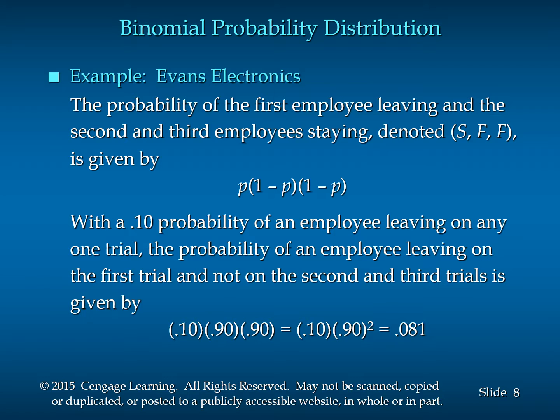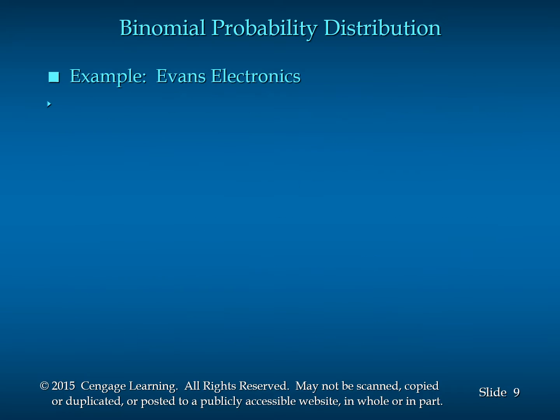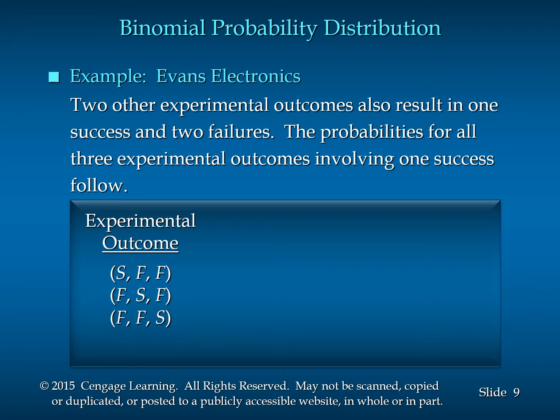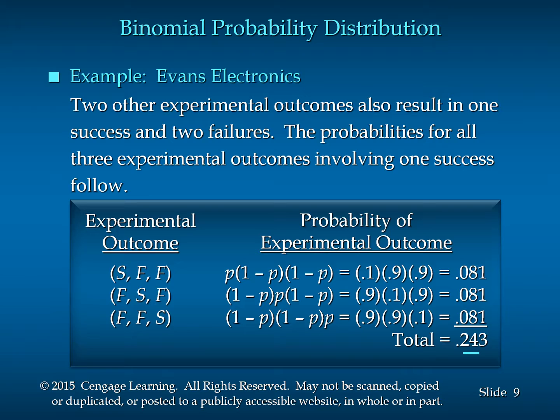So the probability of one employee leaving on the first trial, but not on the second and third, is given by the following. With this logic, we come up with a probability of the three different possible outcomes, each one with a probability of 0.081. And remembering from chapter 4 that we will sum all possible outcomes to get the total probability of 0.243 that one employee will leave out of a trial of n equals 3.